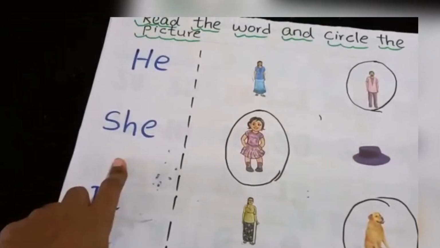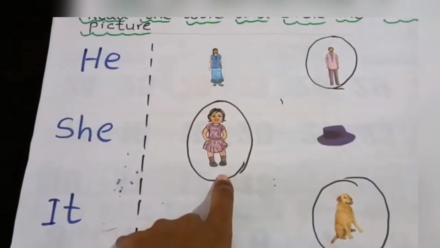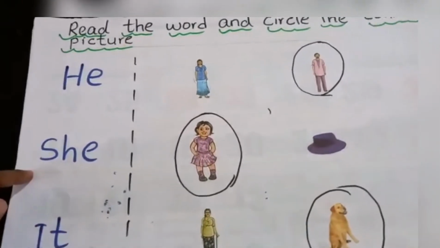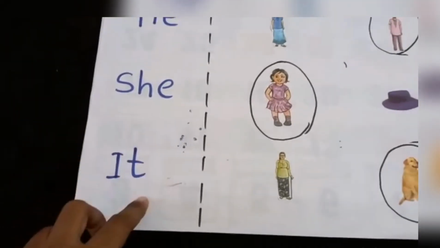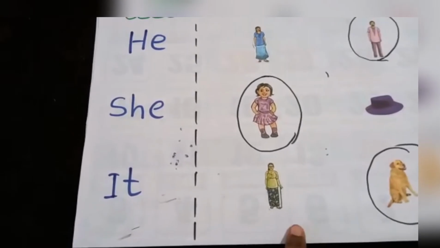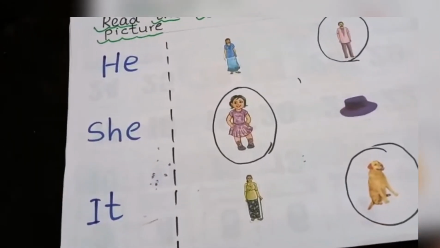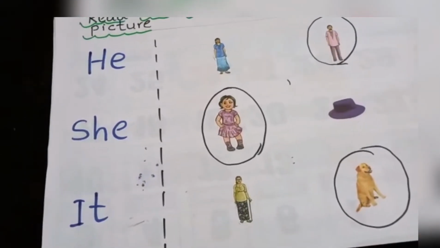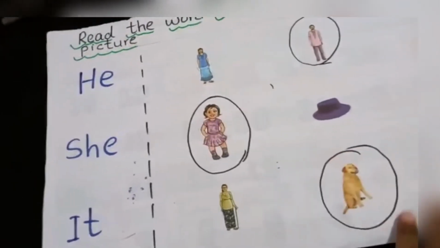The next word is she. There's a picture of a girl and a picture of a hat. She is used for a girl. So we will circle the girl. Now it is written here, and there's a picture of a woman and a picture of a dog. So it is used for an animal or a thing. Here we can see an animal, so we'll circle the animal, that's the dog.